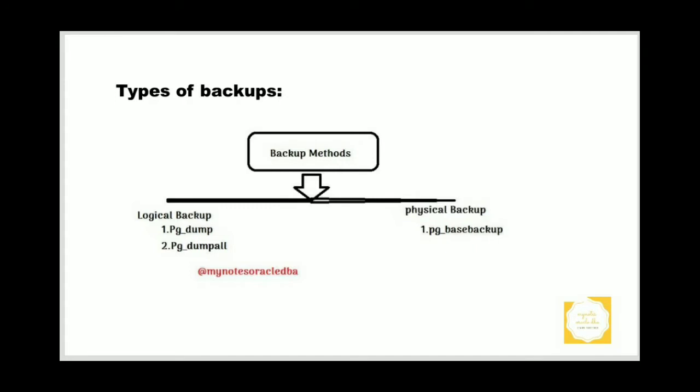Similarly, in Postgres we also have two types of backup methods: logical backup and physical backup. The logical backup is taken care of by the pg_dump utility and the pg_dumpall utility. The physical backup is taken care of by the pg_basebackup utility. A logical backup is with respect to the structure or content of the database, and a physical backup is with respect to the files of the database.